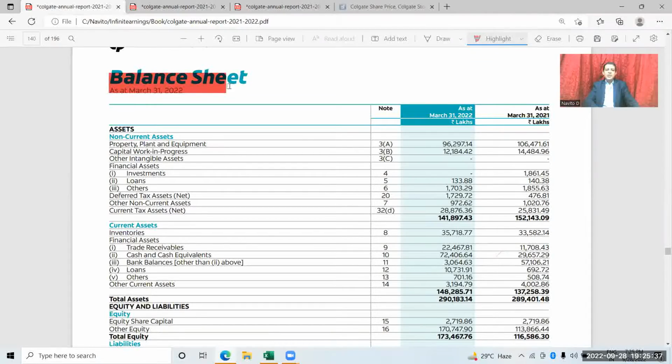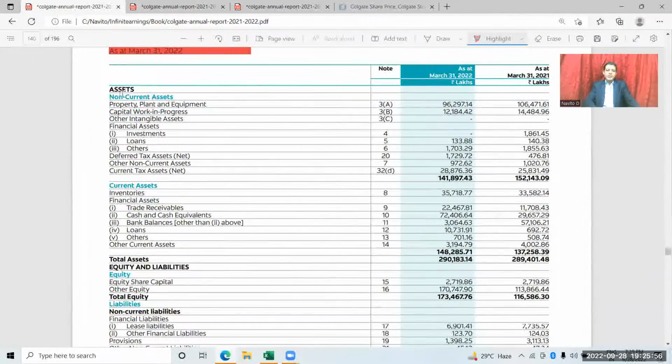As you understand, balance sheet shows us the balance of what the company owns in terms of assets and what the company owes in terms of equity and liabilities. Equity and liabilities is used by the company to raise funds so that it can buy its assets. So here we see the balance sheet of Colgate Palmolive. The first section is the assets, and the second section is the equity and liabilities. So both the sections have to balance out.